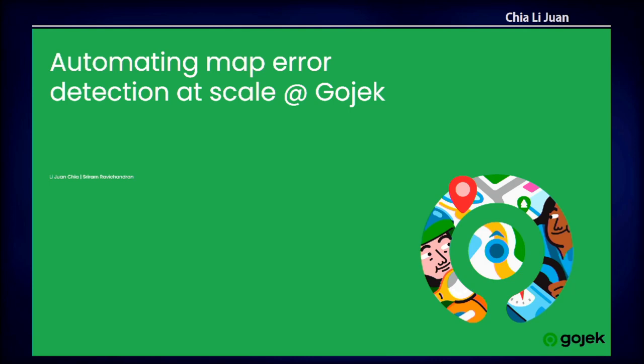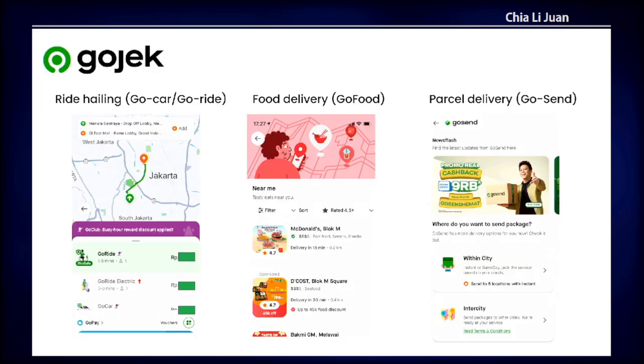Today I'll be talking about how we automate map error detection at scale in my company. Gojek is a ride-hailing company based in Indonesia. We have offices in Singapore, where I'm from, and Vietnam as well. We do ride-hailing, food delivery, and also logistics, which is parcel delivery.